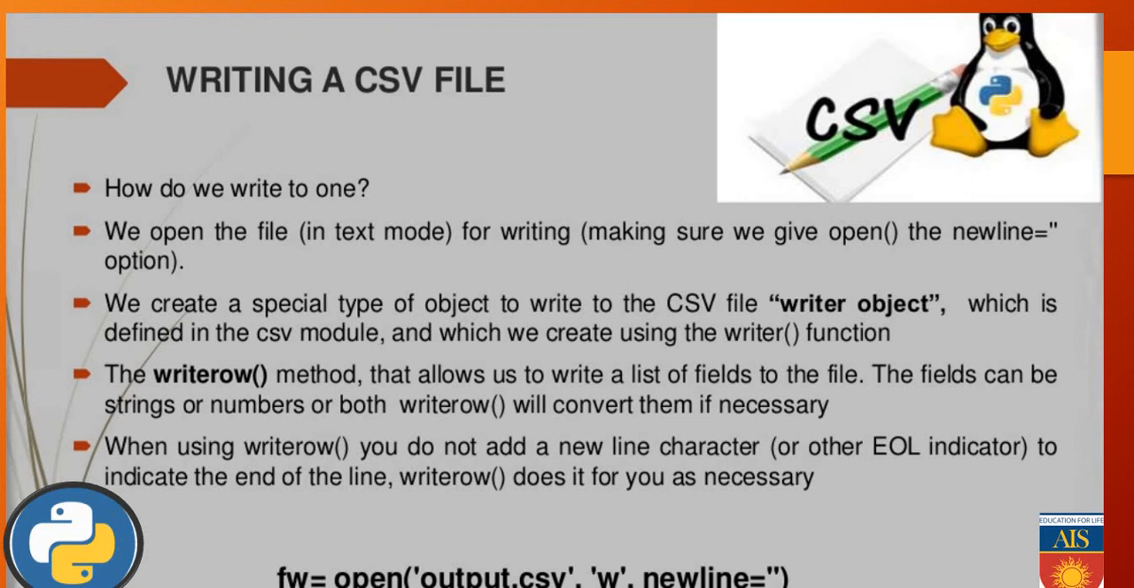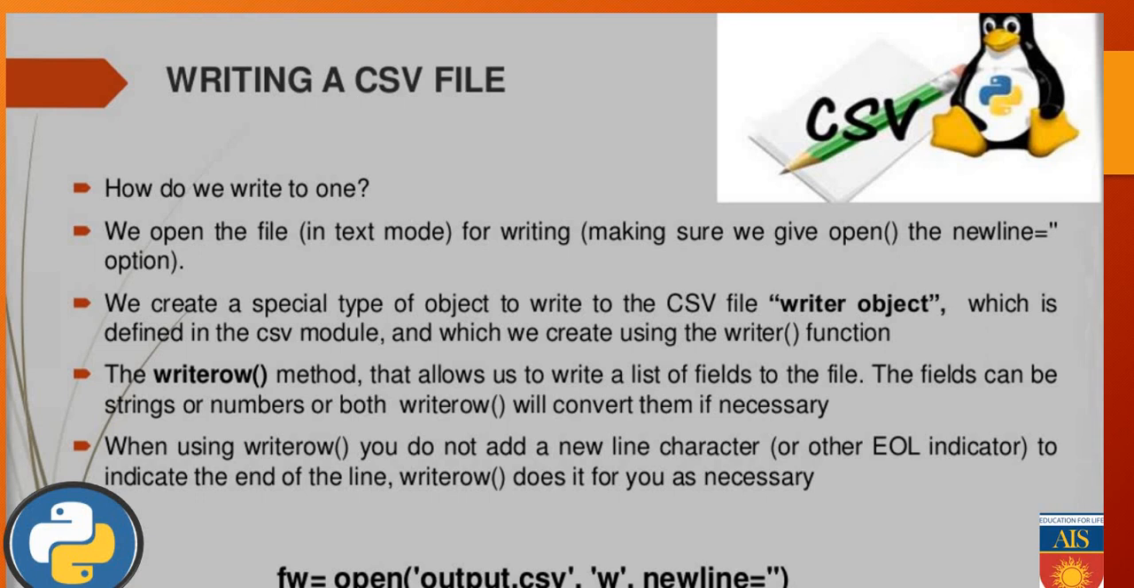Now we will follow how to write a CSV file. How do we write one? We open the file in text mode for writing, with the newline option. We create a special type of object to write to the CSV file. The command will be writer object, which is defined in the CSV module and which we create using the writer function. The writerow method allows us to write a list of fields to the file. The fields can be strings or numbers or both.